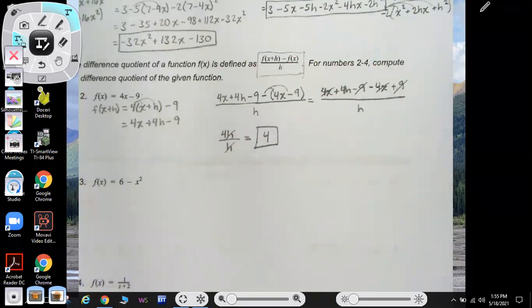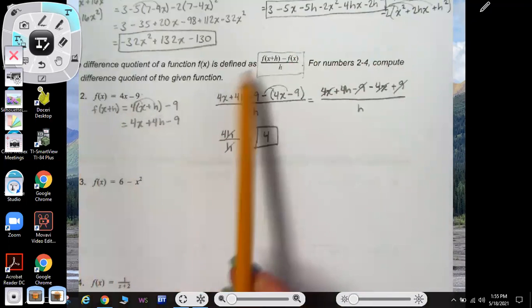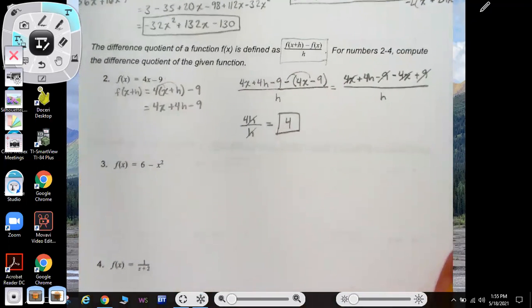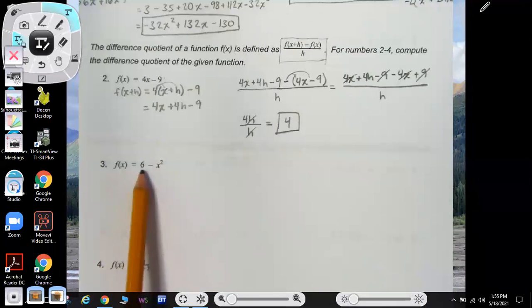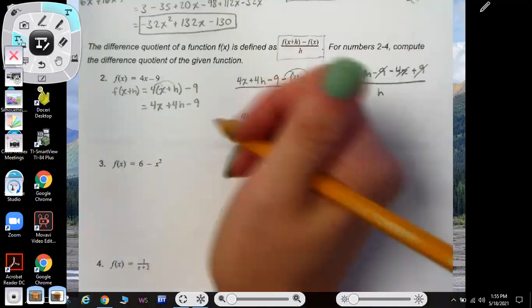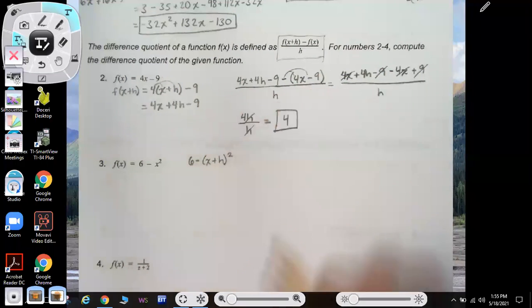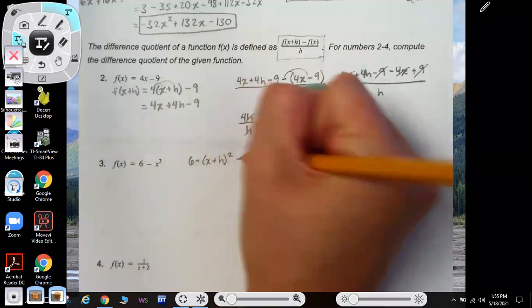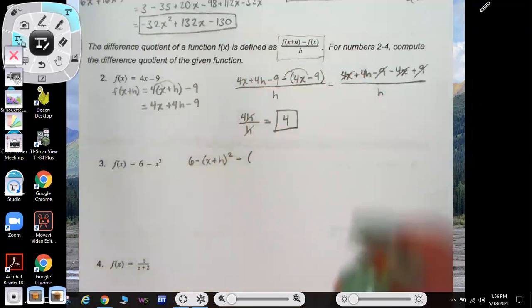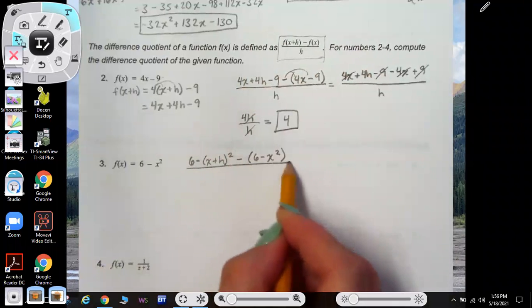Okay, number 3. I'm going to skip this part here. I'm just going to go straight to plugging it into the formula. So on number 3, we've got f of x equals 6 minus x squared. So using our formula, f of x plus h would be 6 minus x plus h squared. That's f of x plus h. Now we're subtracting the entire function f of x, which is just 6 minus x squared. So don't forget to put that in parentheses. All of that over h.